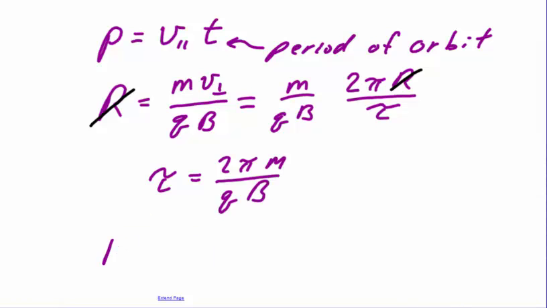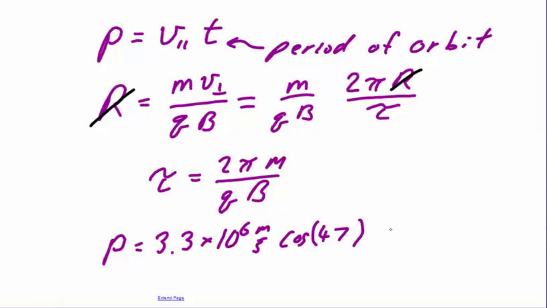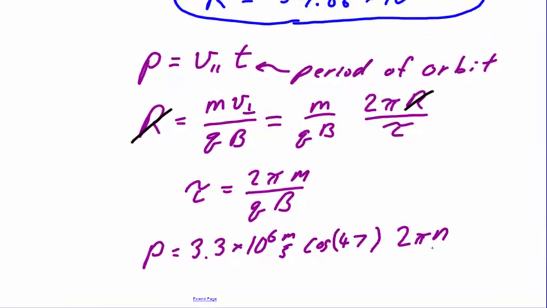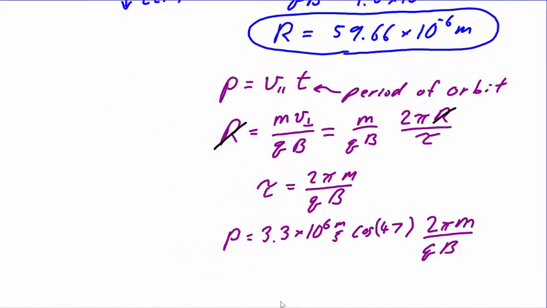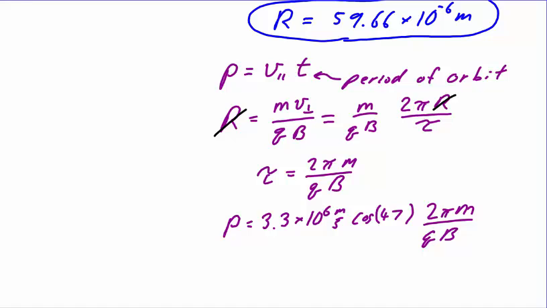Finally, we complete the calculation by remembering that v parallel was 3.3 times 10 to the 6 meter per second cosine 47, which when multiplied by the period of 2 pi m over q times B will yield to us the final result, that the pitch in this problem is 0.35 millimeters.